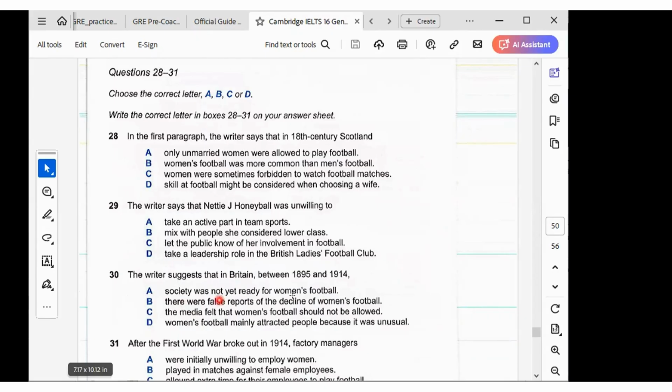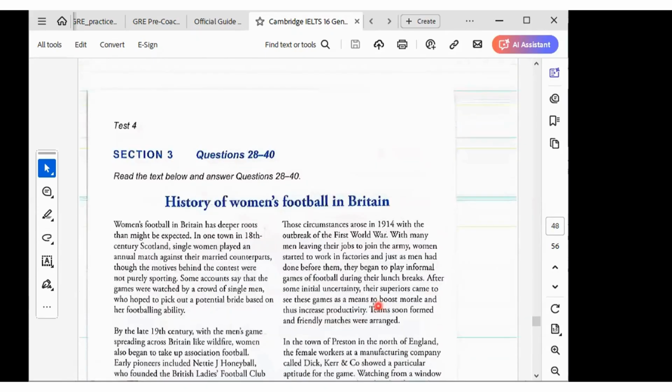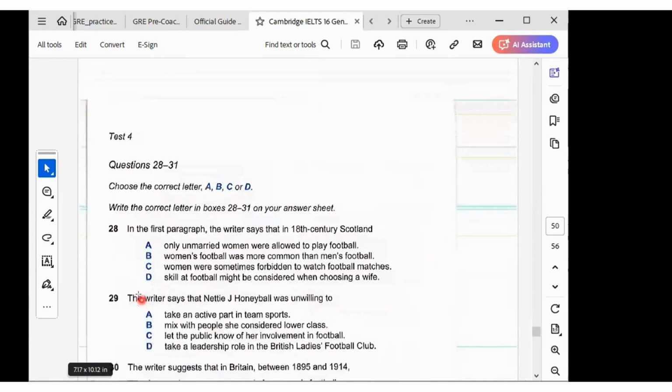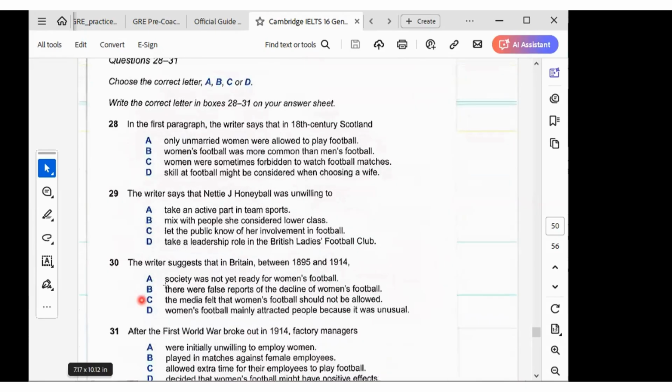There were false reports of the decline of women's football. False reports. Where is that? When the novelty has worn off, I do not think women's football will attract the crowds. No, option B cannot be the answer. I don't think option B is the answer. Option B is out of it.